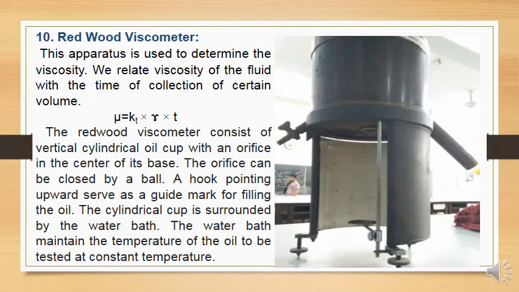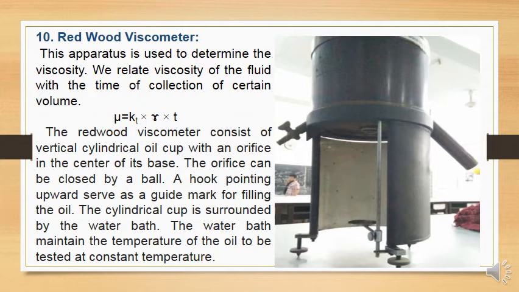10th is the Redwood viscometer. This apparatus is used to determine the viscosity. We relate the viscosity of the fluid with the time of the collection of a certain volume. Maybe you have known this particular equipment, the viscometer. Redwood is the name of the manufacturer or the scientist.